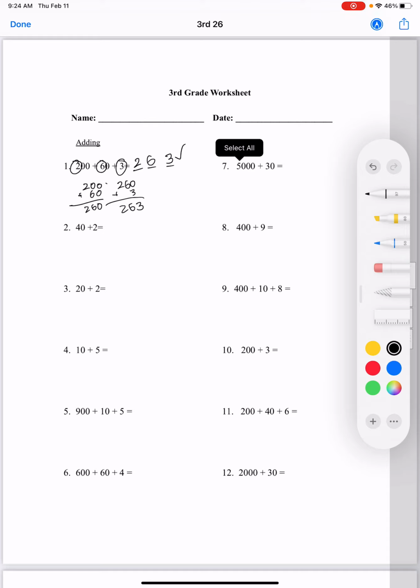Number 2, 40 plus 2 is the same thing. There's 2 digits. This 4 is in the tens place, the 2 is in the ones place, which means that the answer would be 42.